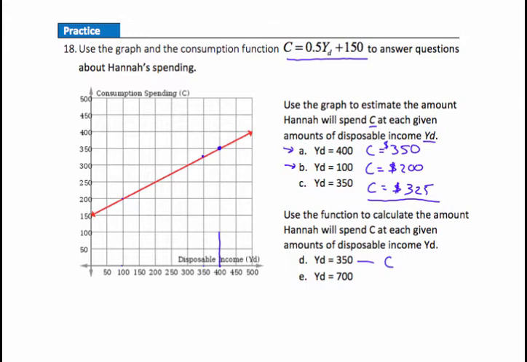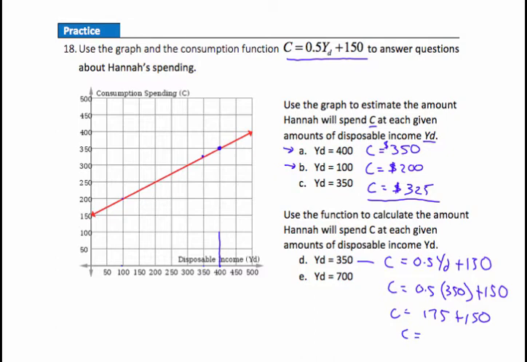So here is our function for Hannah's spending, 0.5 y sub d plus 150. Now we're going to plug this information in. So let's see. We have 0.5 times 350 plus 150. Now we're going to get an actual accurate calculation here. All right. Let's see. Half of 350, that's 150 plus 25, or 175, plus 150. That's going to give us 325. And so that's kind of what I ballparked or guesstimated up there from the graph. So that first one is going to be 325, just like we estimated from the graph.